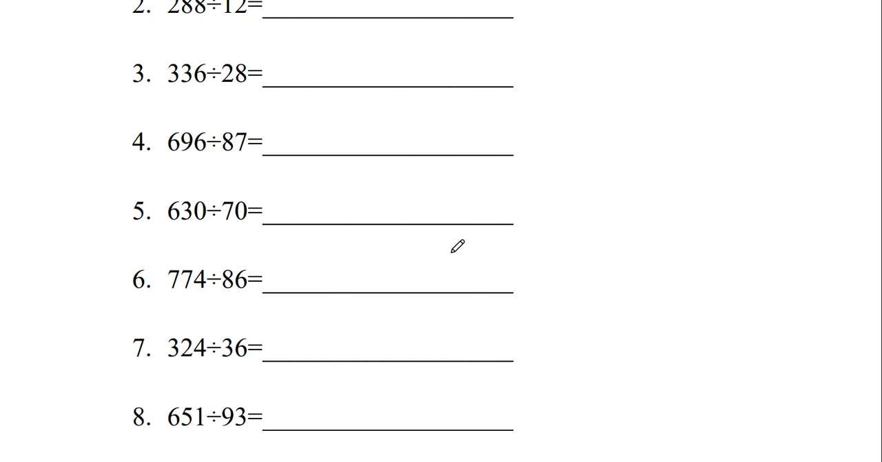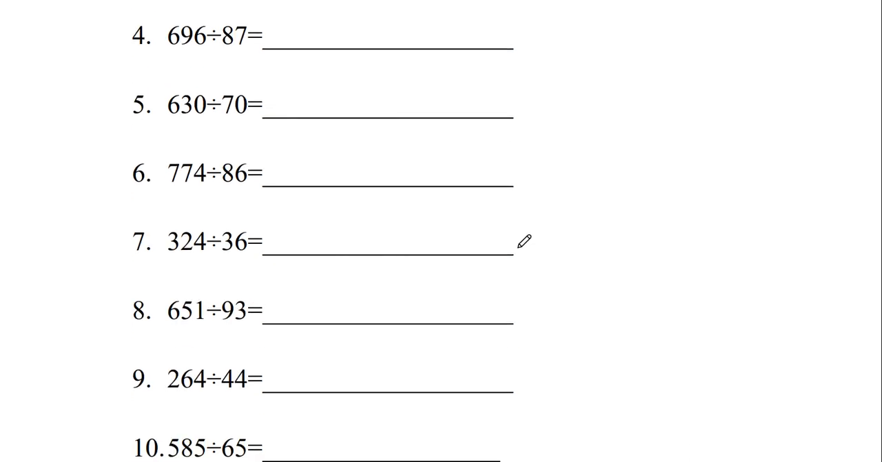Okay, let's try number 6. 774 divided by 86. So again, this is not going to be bigger than 10 because 86 cannot divide 77. But I know that 86 and 77 are kind of close numbers because it's only like a 9 difference. So I'm going to try 9 and see if it works out or not.